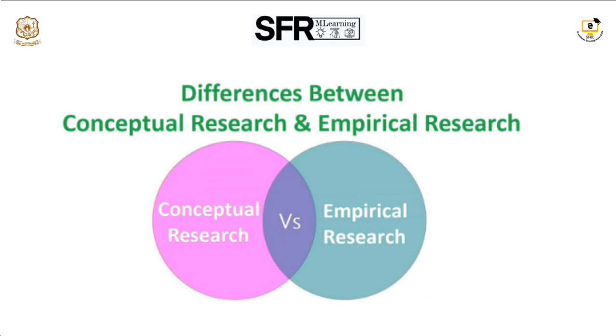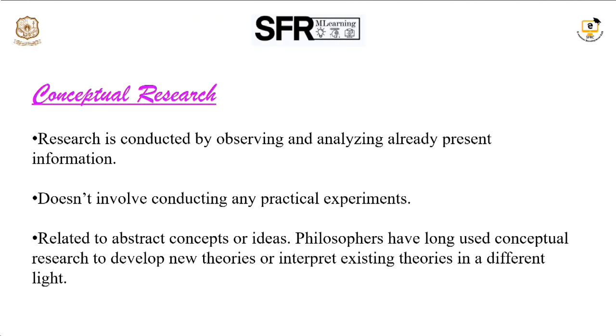Then we see about conceptual and empirical research. This is the fourth type. First, conceptual research is a methodology wherein research is conducted by observing or analyzing already present information on a given topic. Conceptual research does not involve conducting any practical experiments. It is related to abstract concepts or ideas. Philosophers have long used conceptual research to develop new theories or interpret existing theories in a different light.